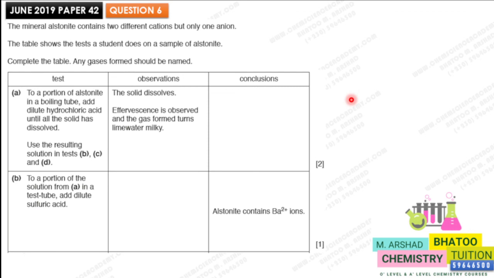Yes, any gases formed should be named. Allez, right. Nous commençons par A là. We are going to add dilute hydrochloric acid to a portion of the mineral. The solid dissolves. Effervescence is observed. The gas formed turns lime water milky. What is the name of the gas, Narayan? Carbon dioxide gas is produced. C'est ça the name. In general, any gases formed should be named.